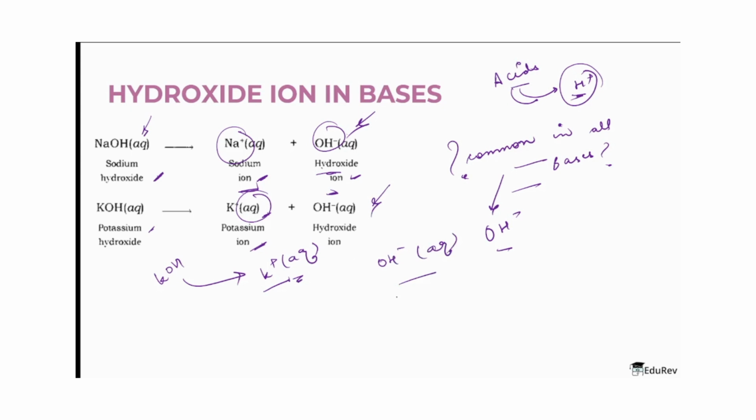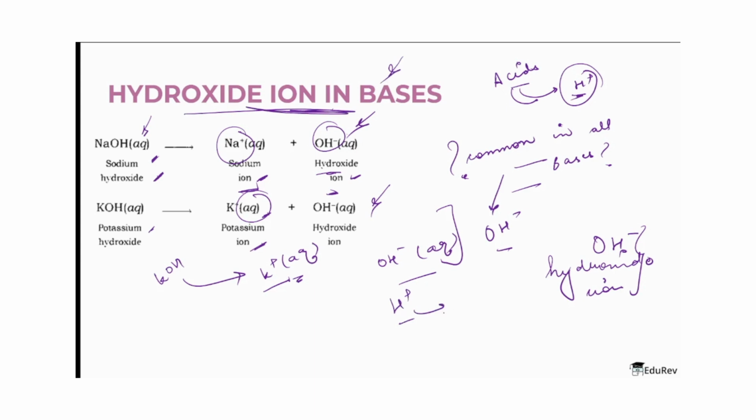So this is my hydroxide. This is exactly what is common to all the bases: whenever it's in aqueous form, it's going to dissociate and give me OH negative, that is my hydroxide ion. So the hydroxide ion is common to all the bases, like your H positive was common to all your acids, right?